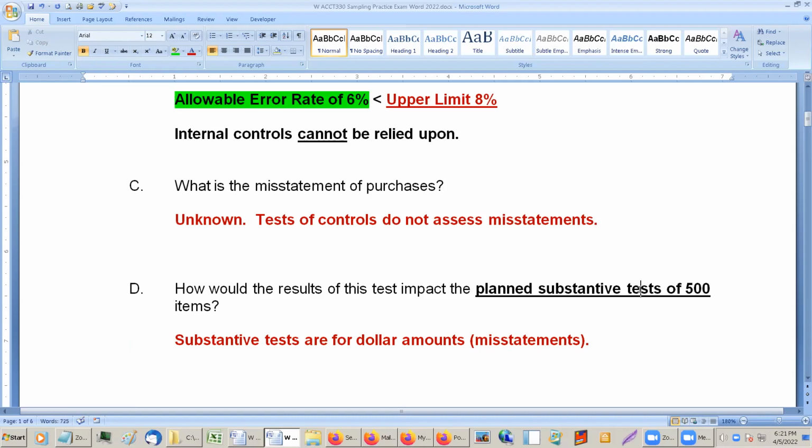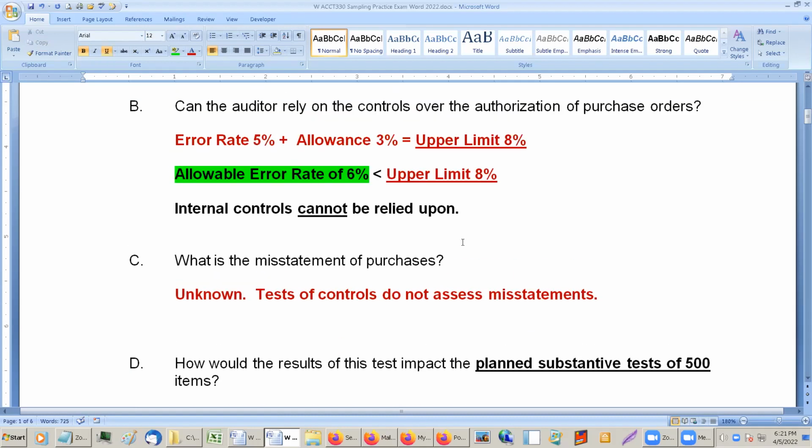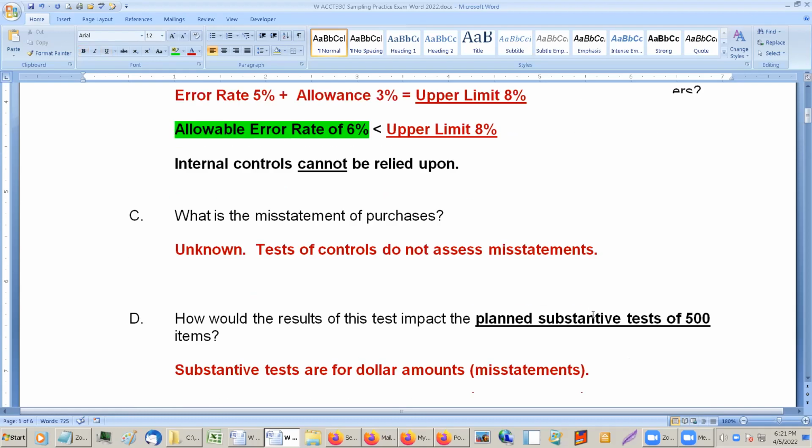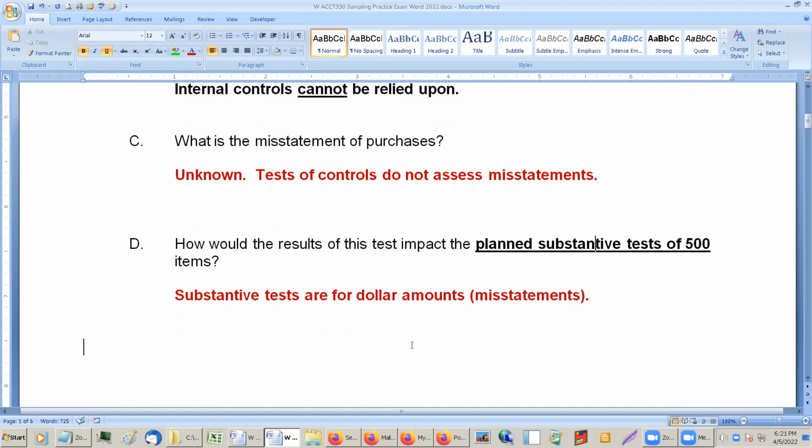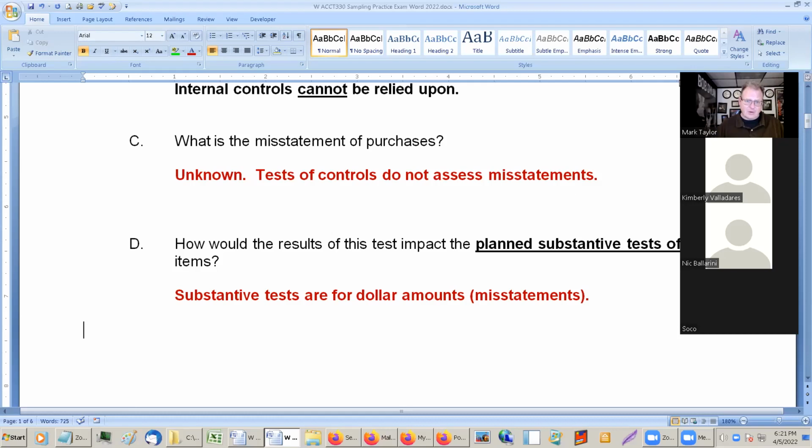So we had our audit plan, we were going to test the controls, and then we're going to have substantive tests of 500 items, but we can't rely on the controls. So I'll give you a few choices. Will we increase the substantive tests, decrease the substantive tests, or leave them the same?